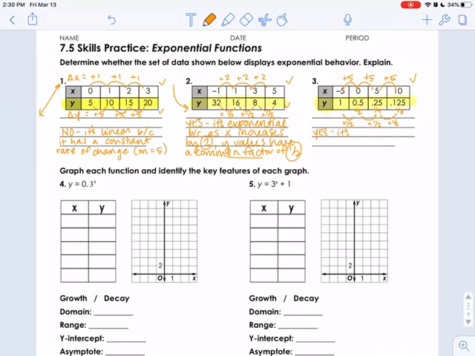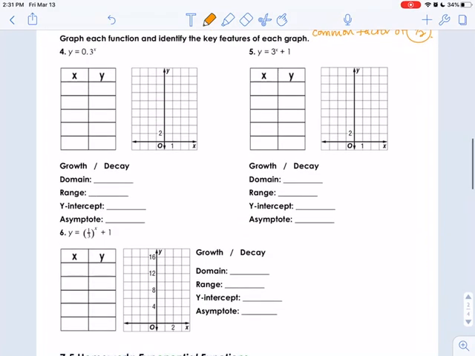So this is exponential. Yes, it's exponential because as x increases by 5 in this case, the y values once again have a common factor of 1/2. So once again, they're getting smaller and smaller, so this is going down. It's exponential decay. So now we're going to look at graphing some of these functions.